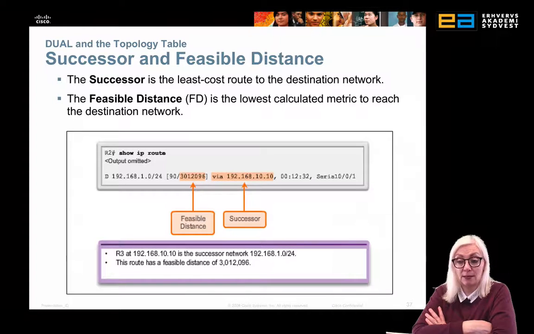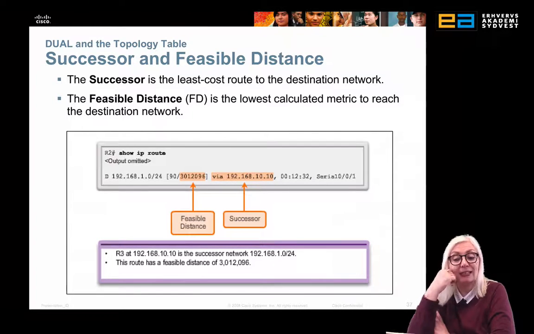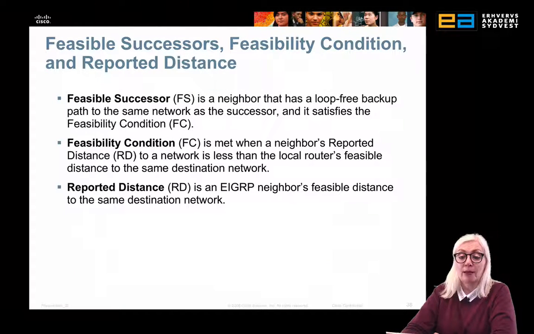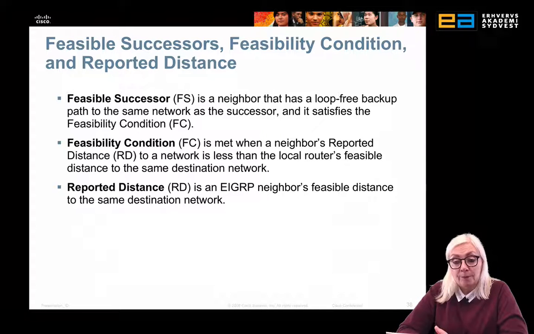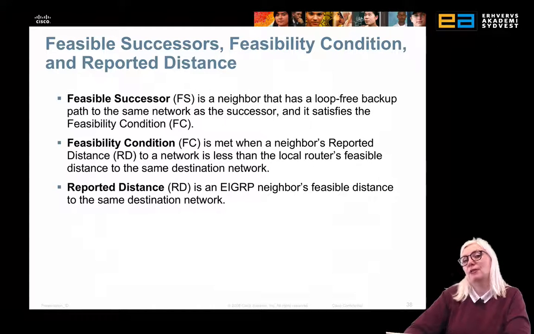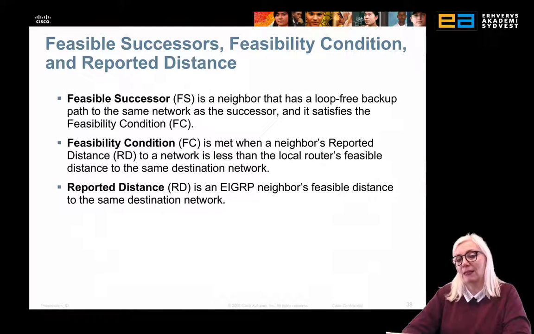And the feasible distance is actually the metric. That is the lowest calculated metric to reach this network. So this is what I will find in my routing table: the feasible distance and the successor to a network. So that is the successor. Then we can have a feasible successor. A feasible successor is a backup path. If something happens to the successor, then automatically the feasible successor will take over.